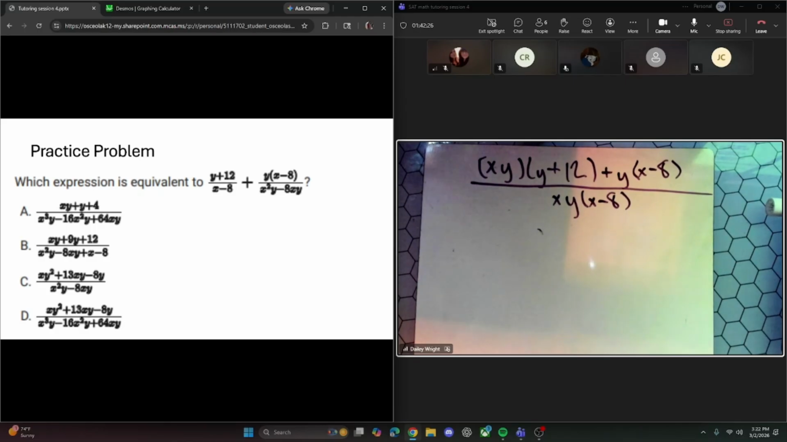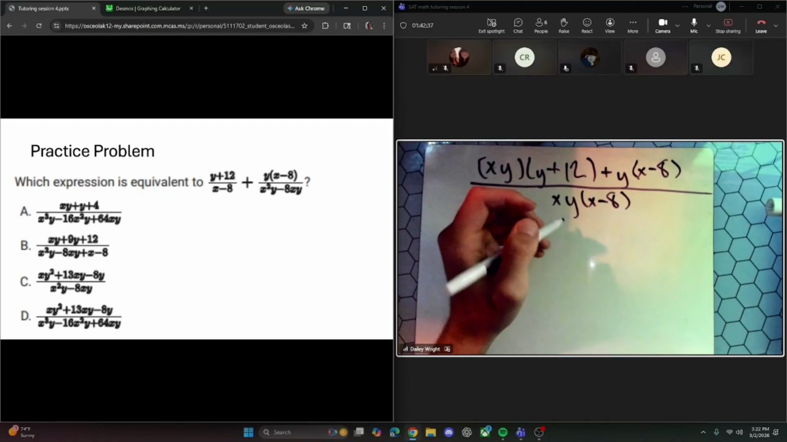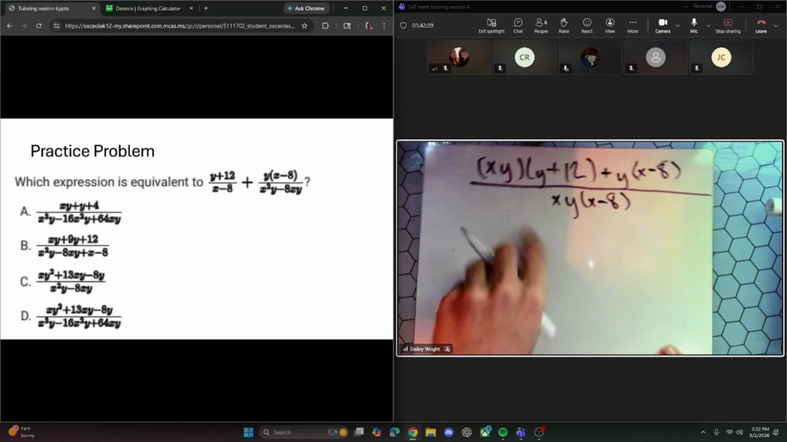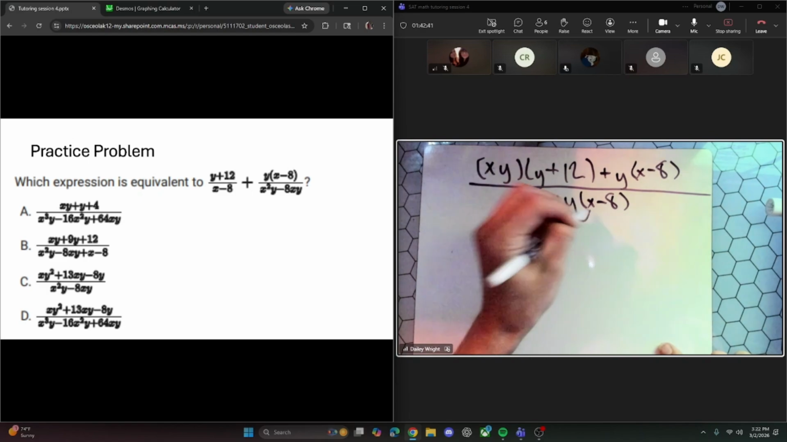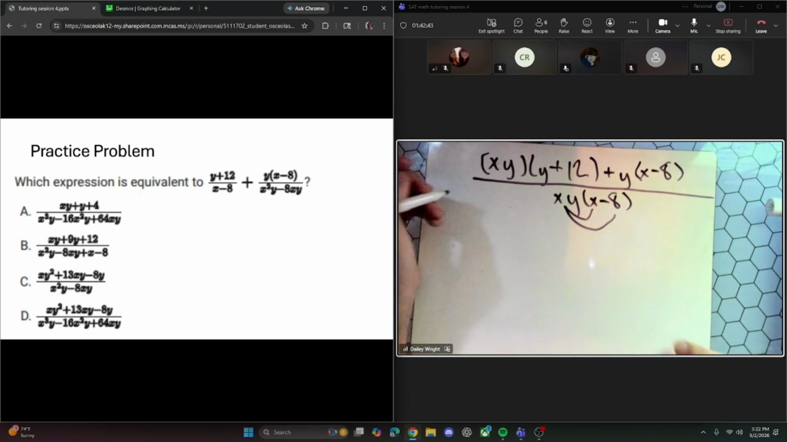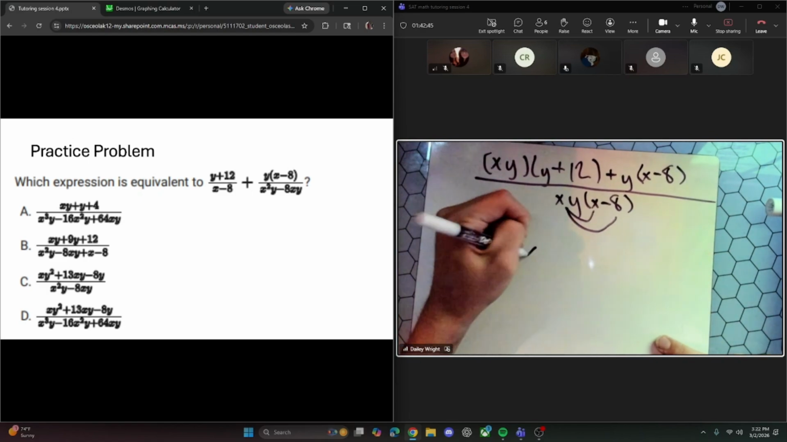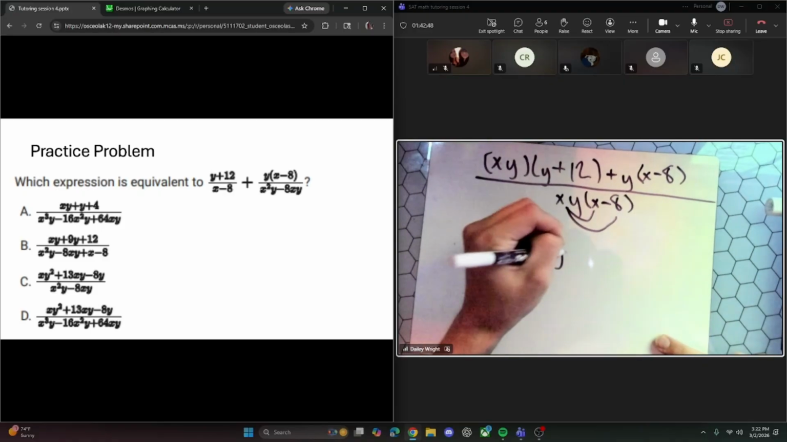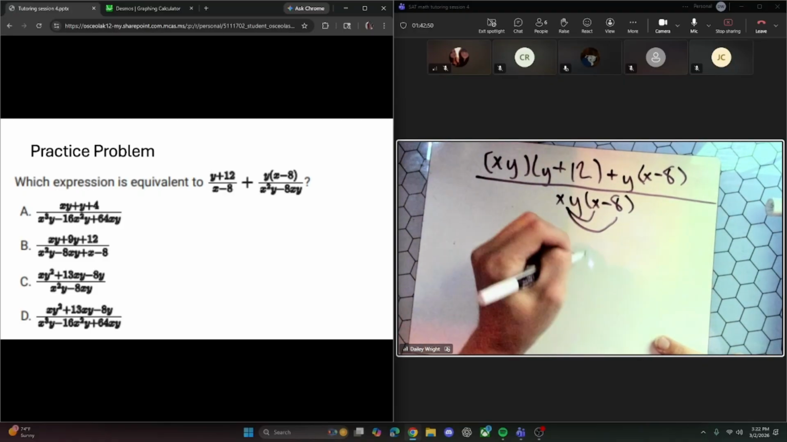A, that denominator is obviously different from what I have. So is B. But C looks pretty close. What's different is that this xy is distributed back out. So let's distribute the xy back out: x squared y minus 8xy.